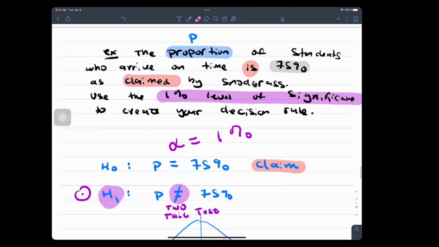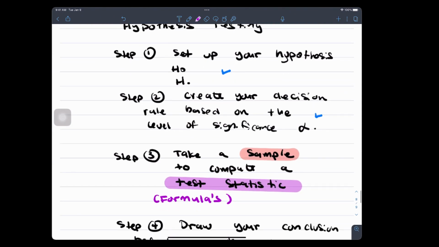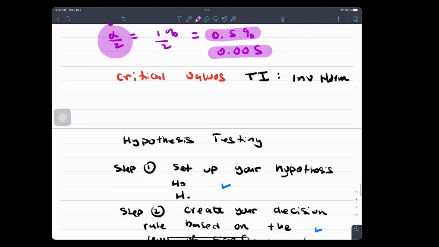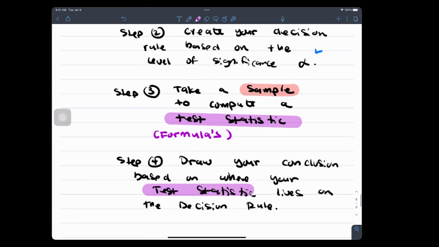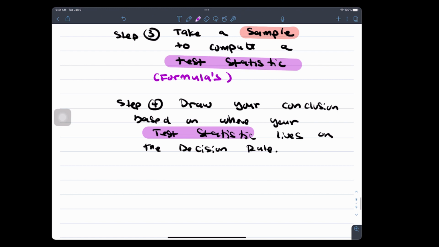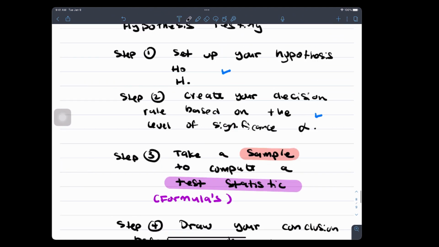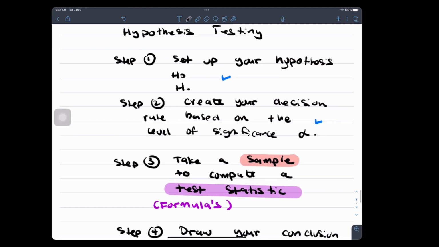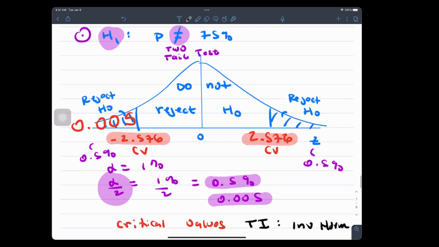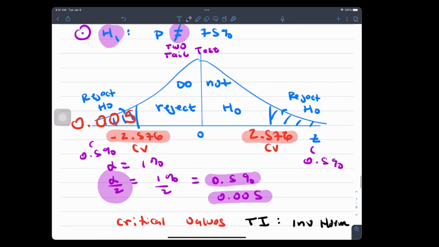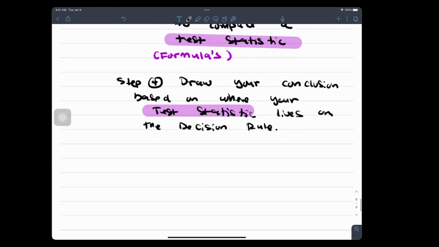Snodgrass is saying the proportion of students who arrive on time is 75%. Okay. Now, here's the rest of the phrase. You guys ready to do the rest now? Here's the rest of this. They're going to say this. This is going to be a part of the question. Okay. So I'm just going to put here in a box. Well, I don't have any space. Here's my hypothesis. Here's my decision rule. Okay. So they're going to say this.